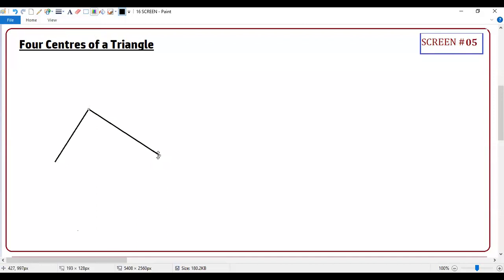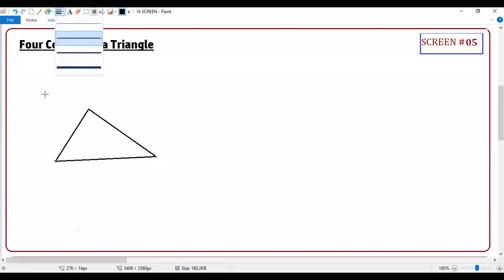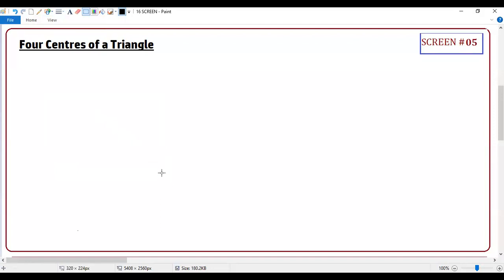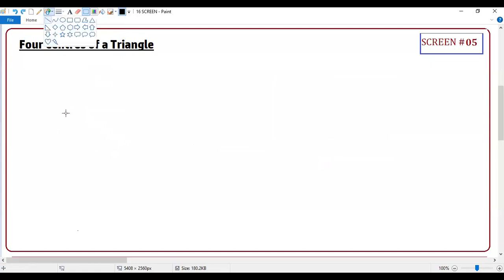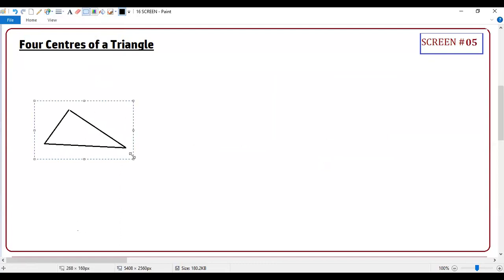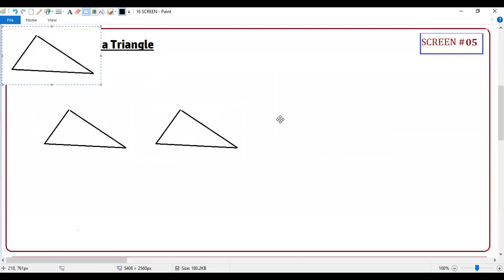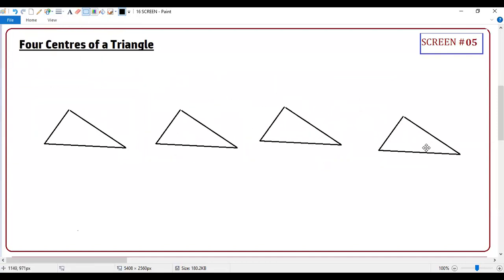We are giving a triangle like this, my dear. Let's draw it a little small. Yes, agree with me. A little small, because I want 4 centers. 1, 2, 3, 4.